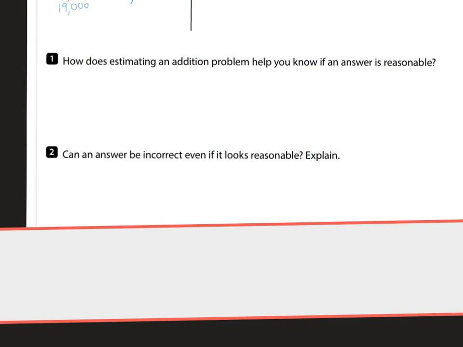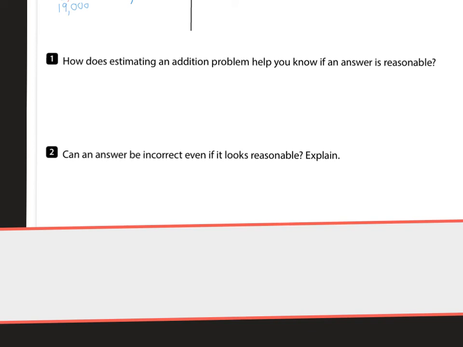All right. So guys, how does estimating an addition problem help you know if an answer is reasonable? This is basically what I do in real life. When I'm going through buying stuff, I know how much money I have, and I will round everything up as I'm purchasing it. And then that way I have a roundabout figure if I have enough money to spend for the day. Instead of adding everything up exactly, it's going to be very time consuming, and sometimes you need to get your answers quicker than that. So rounding is definitely the way to go before finding your exact answers.